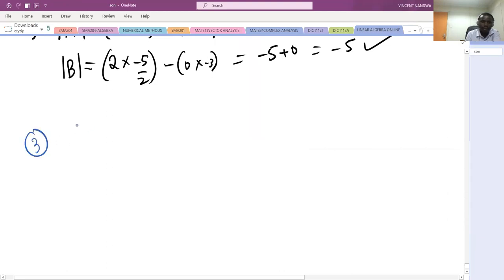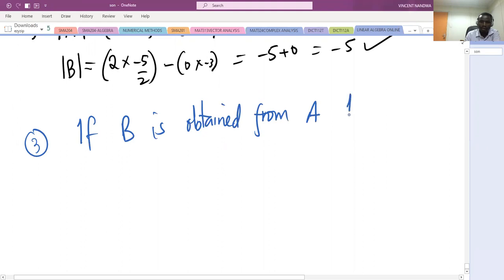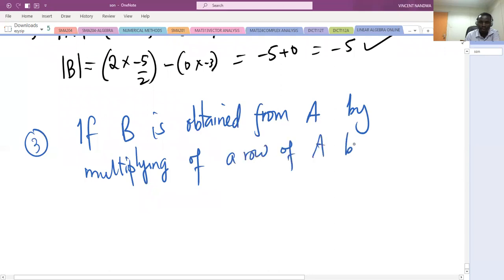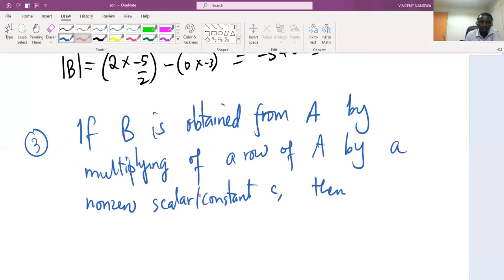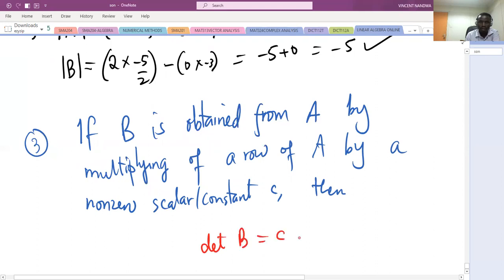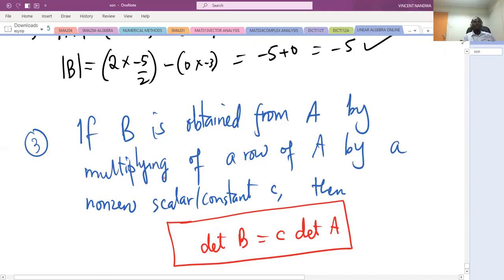And then 3: if B is obtained from A by multiplying a row of A by a non-zero scalar constant C, then the determinant of this matrix B is the same as this scalar times the determinant of the matrix A. The key word here is: if B is obtained from A by multiplying a row of A by a non-zero scalar.